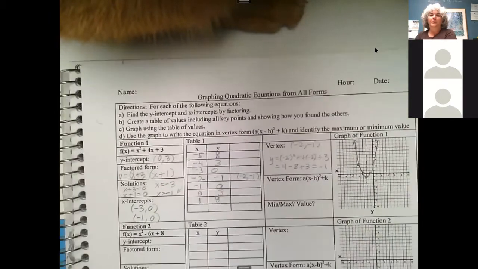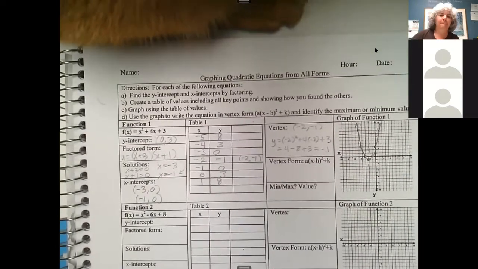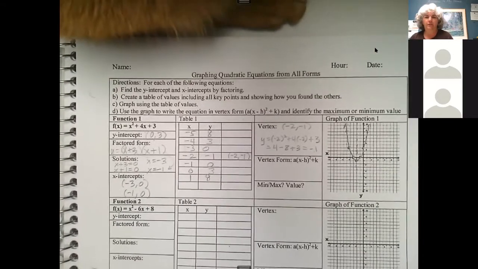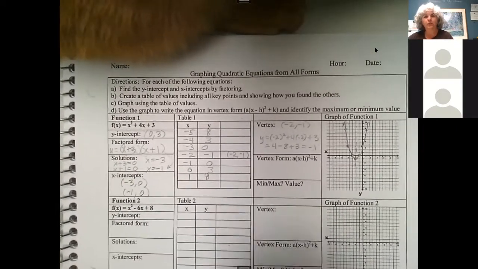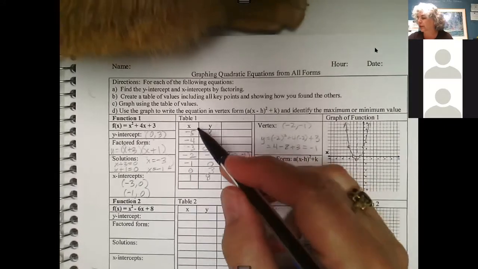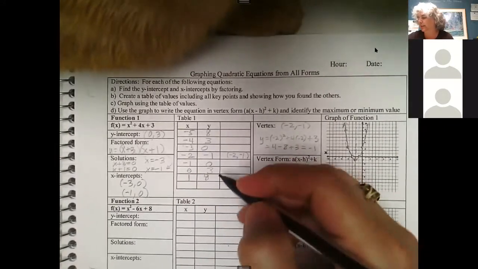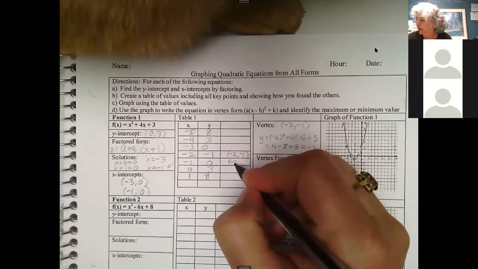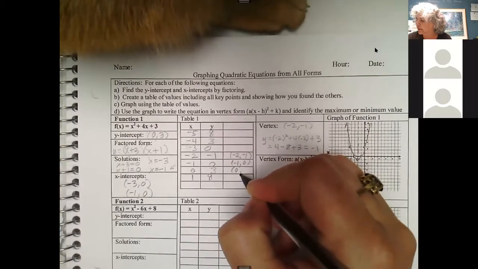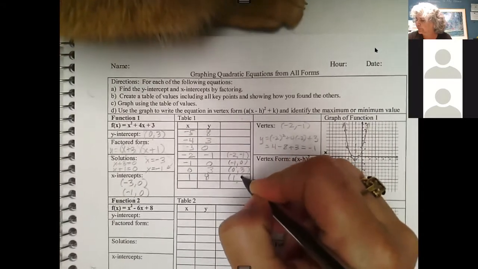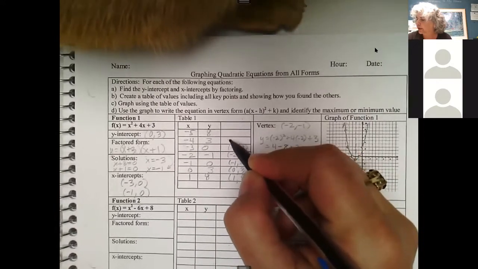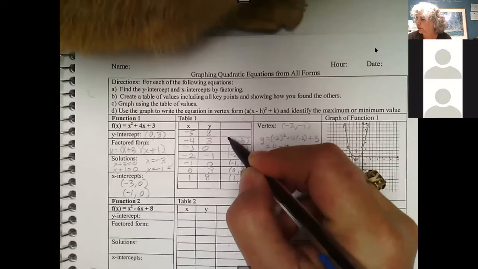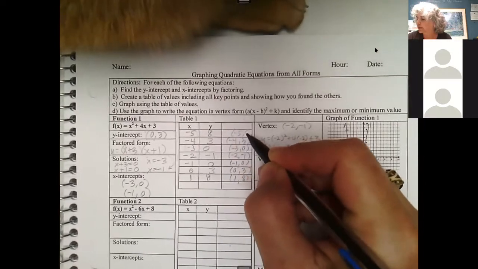Okay, so in this graph here, let's see, where are we? Okay, so if you don't fill in the whole table, that's okay. As long as you've got 5 to 7 points is fine. And then we're going to make each one of these a point. -3, 0, -4, 3, and -5, 8.